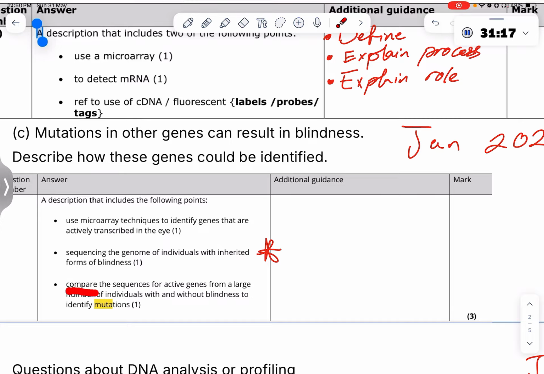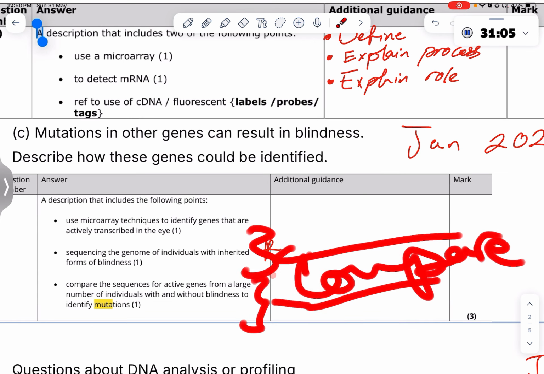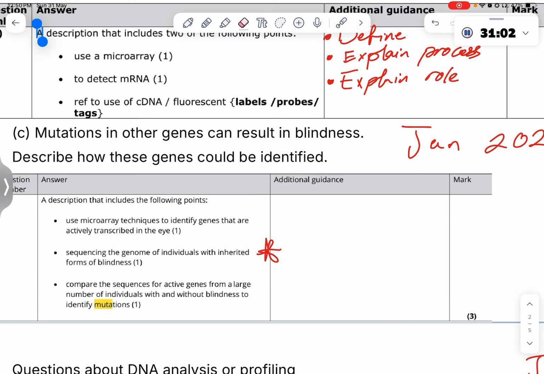Then you would compare the sequences of active genes. Now you identify the sequence. Here in that step, you identified the sequence. Now it's time to compare the sequence of active genes. Obviously, active genes, because that's what I previously said. I said in microarrays that they identify actively transcribed genes.